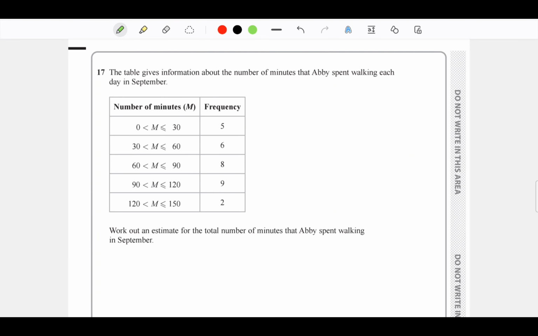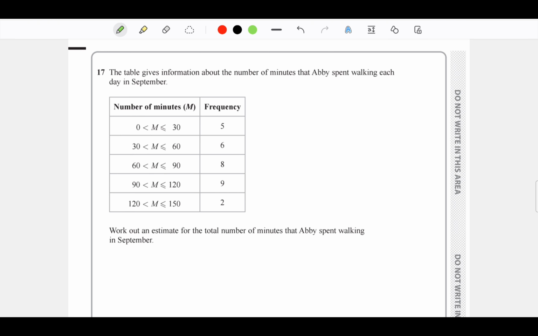Okay, question 17. The table gives information about the number of minutes that Abby spent walking each day in September. Alright, so this is the table. Work out an estimate for the total number of minutes that Abby spent walking in September.